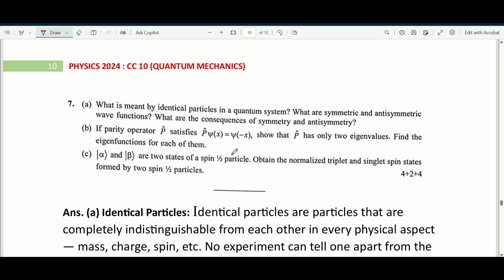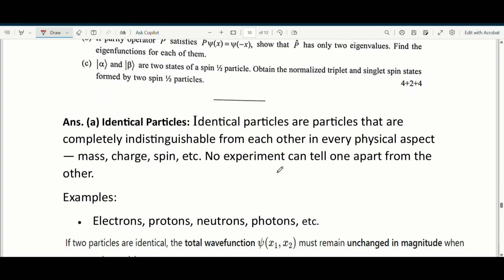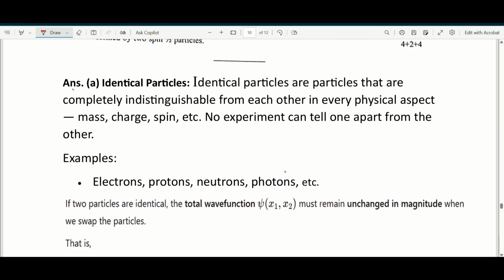So this is basically a theoretical question. What is meant by identical particles in a quantum system, and symmetric and antisymmetric wave functions? What is the consequence of symmetry and antisymmetry? Okay, so identical particles are nothing but particles that are completely indistinguishable. We cannot distinguish the particles.